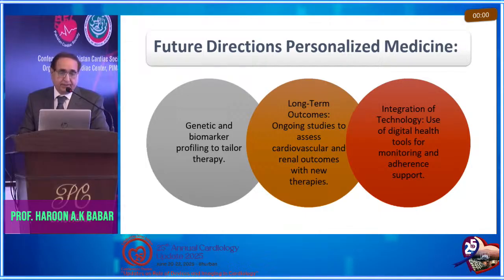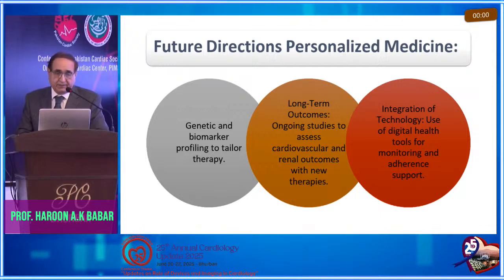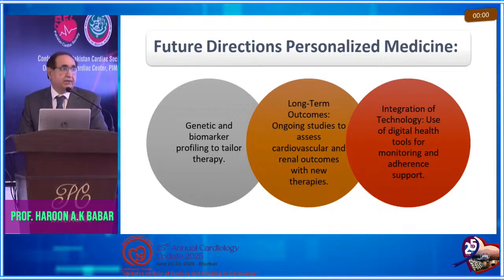Future directions: genetic and biomarker profiling to tailor therapy, and long-term outcomes, with ongoing studies to assess cardiovascular and renal outcomes with new therapies, as I have already mentioned. Integration of technology: use of digital health tools for monitoring and adherence support. So this is the conclusion.